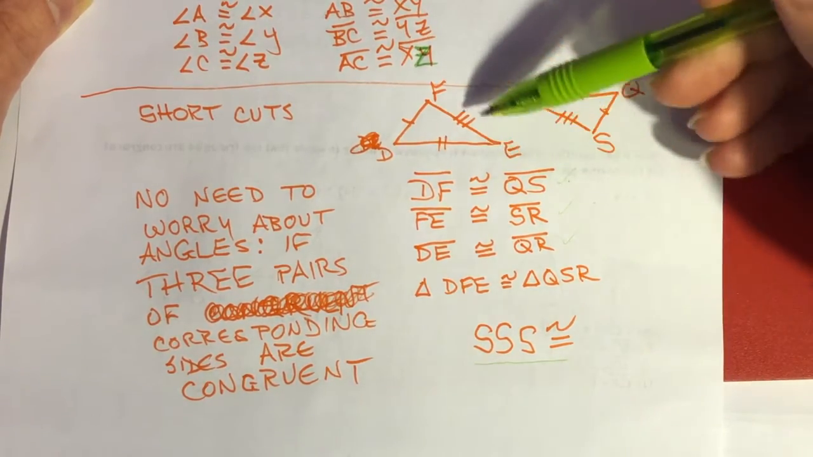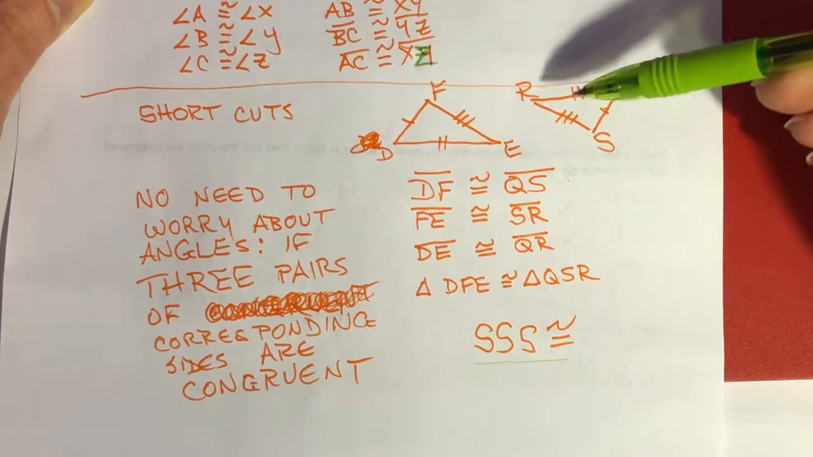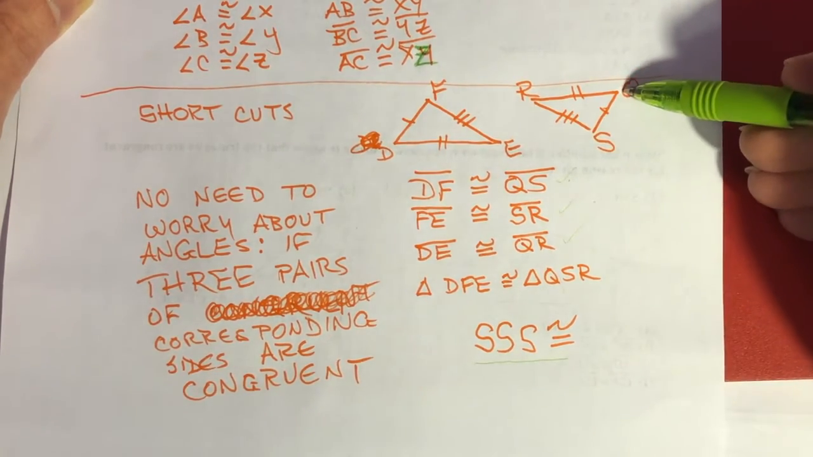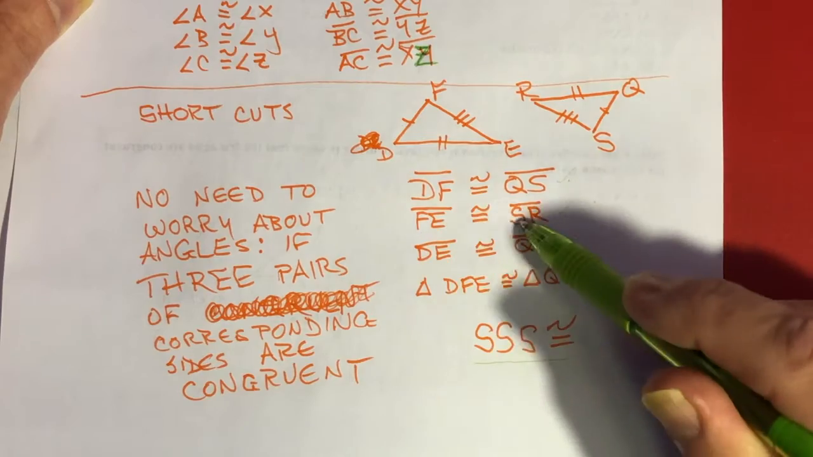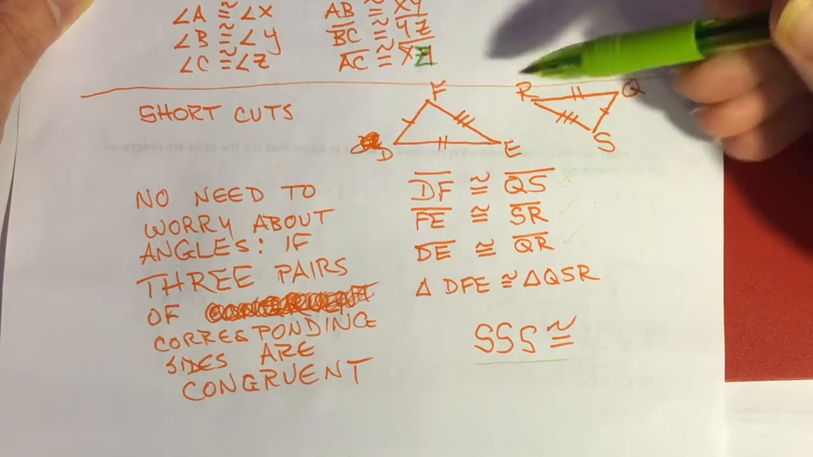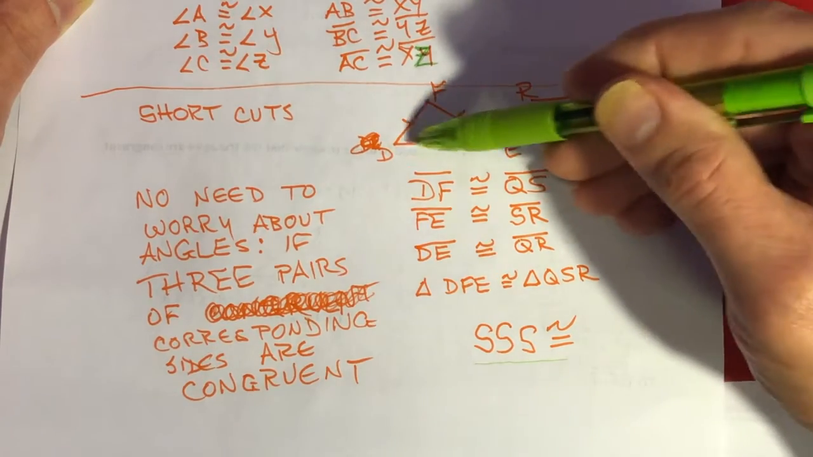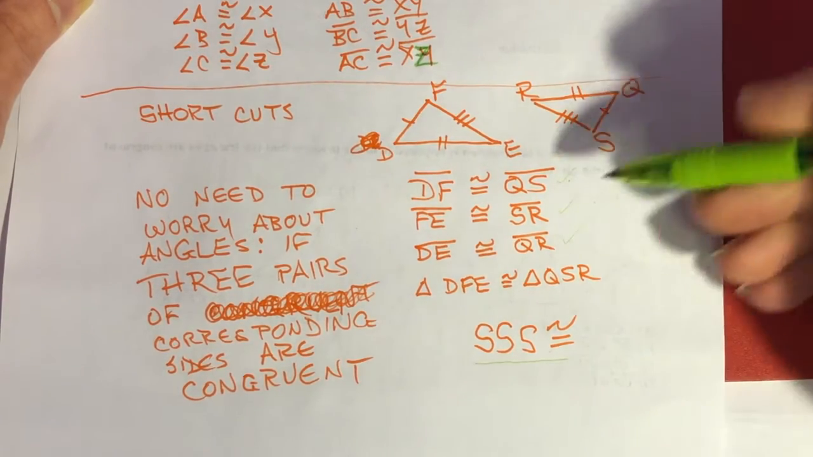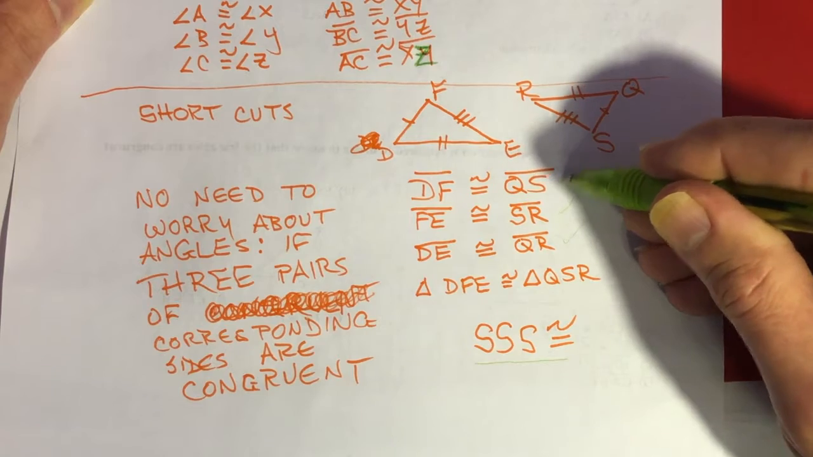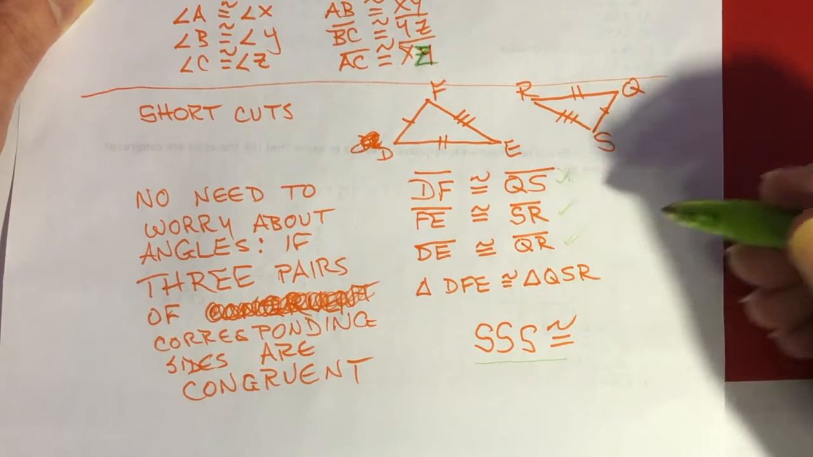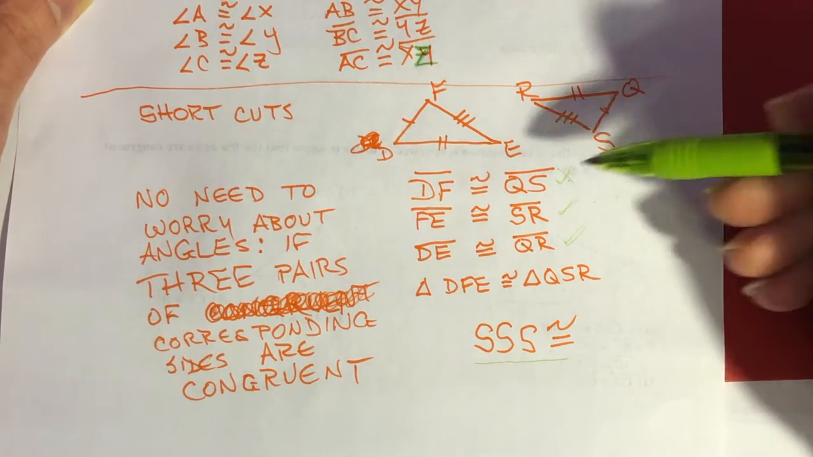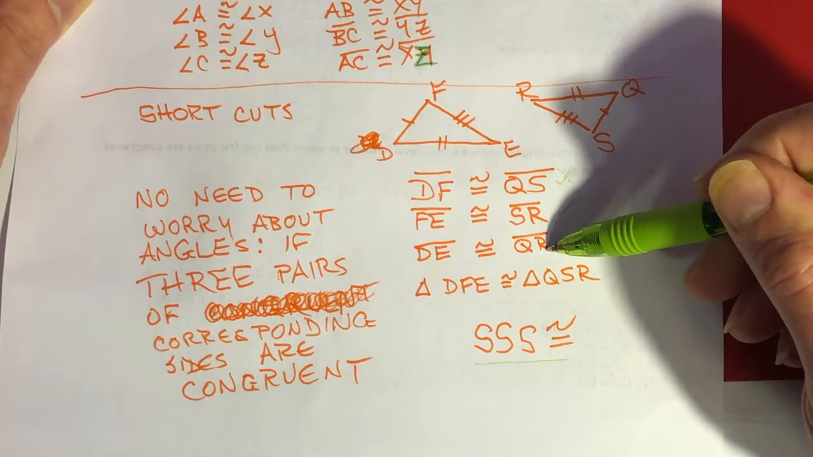And here's how you write that. DF is congruent to QS, right here. FE is congruent to SR, here and here. And DE is congruent to QR, here and here. You need these three pieces of information in your proof. If you're going to do a proof, you need to show that these three things are true.